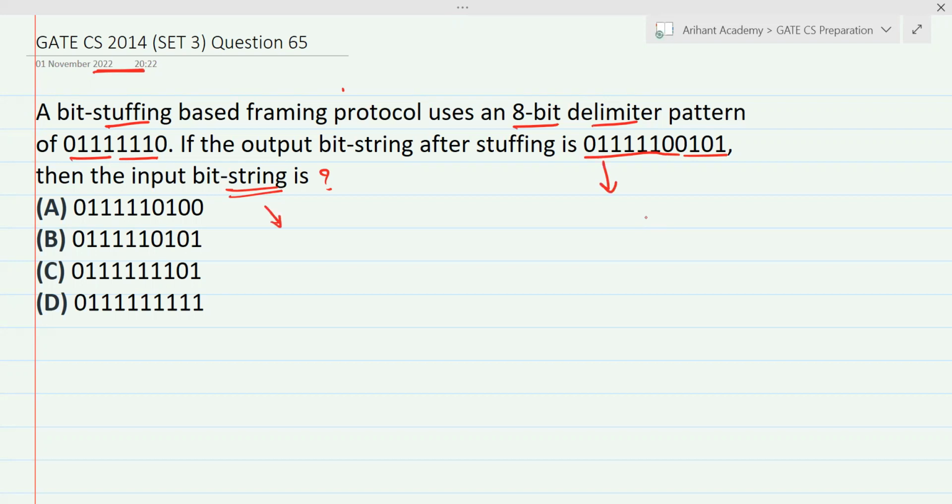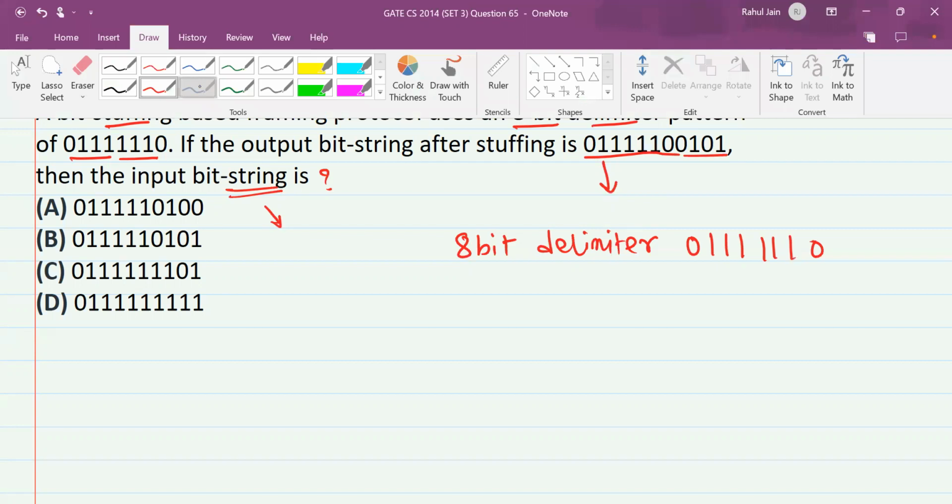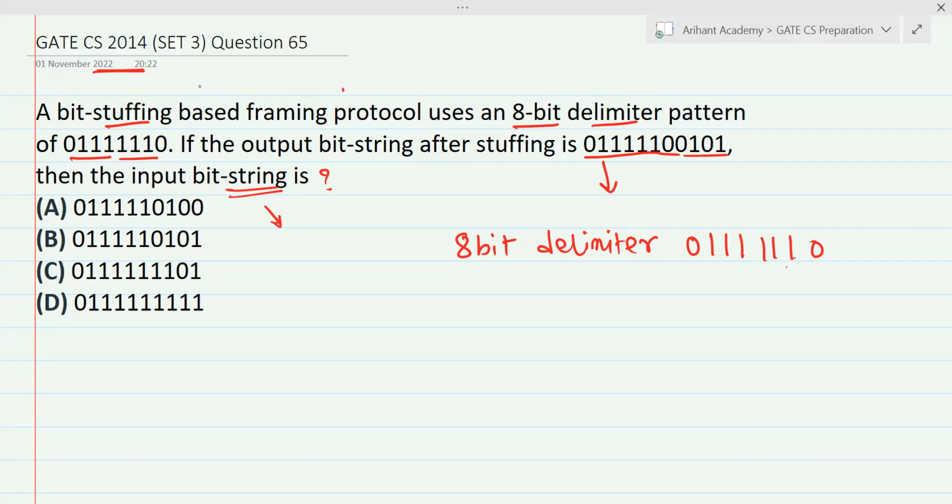string, right? So you know the concept that here we are having an 8-bit delimiter, and the 8-bit delimiter is 0 1 1 1 1 1 1 0. Now the concept is that if we are given this 8-bit delimiter, here we need to insert 0. Here we need to insert 0. Getting it? Because these are all continuous ones, and we also have the output string.